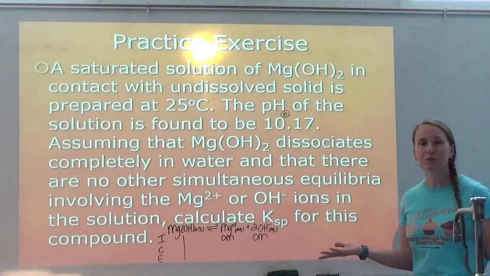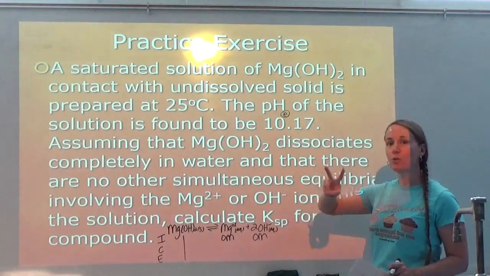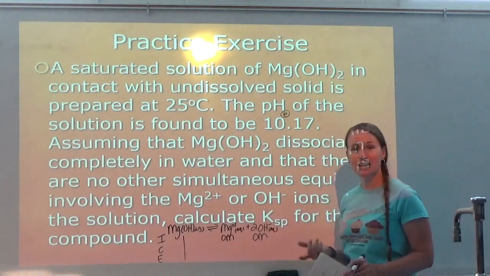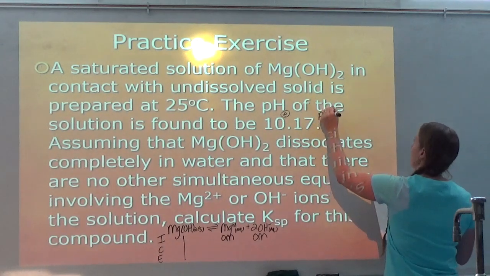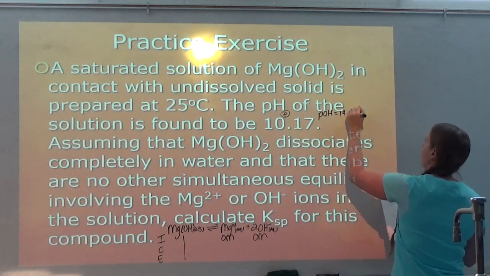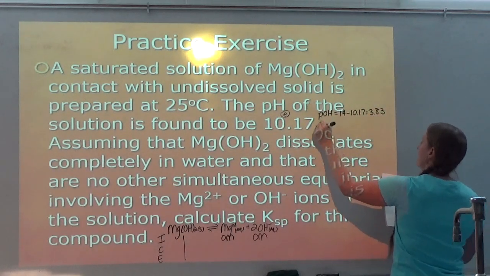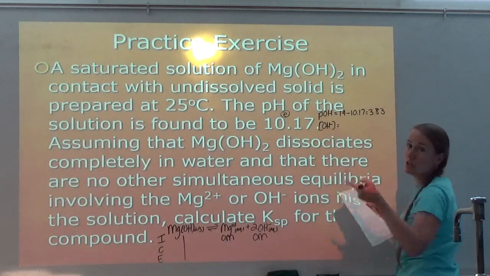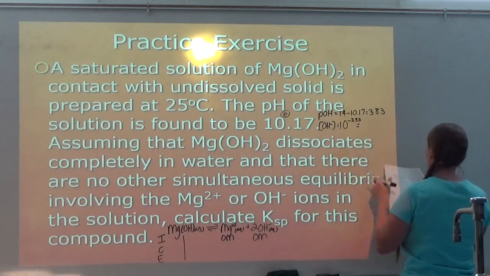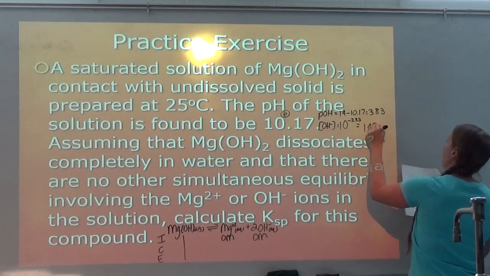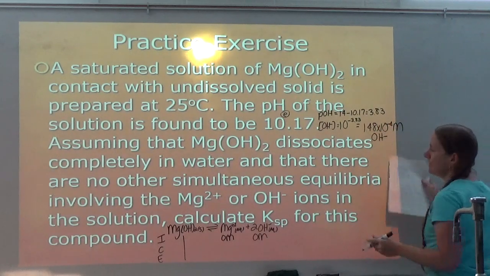So I don't have an equilibrium amount, but I can get it. For pH, you can always get to H plus or OH minus. What would help us in this one is to get OH minus. So for that one, I said pOH is 14 minus 10.17, and I got 3.83. And then OH minus, this was just me using pH square formulas, is 10 to the negative 3.83, which gives me 1.48 times 10 to the negative 4 molar. And this is for OH minus, and this is at equilibrium.